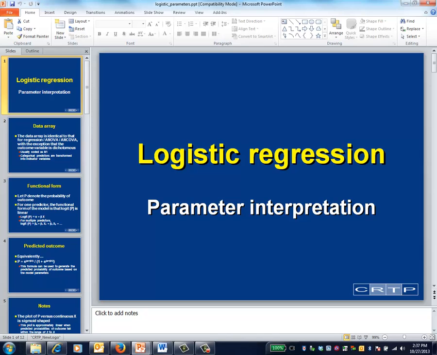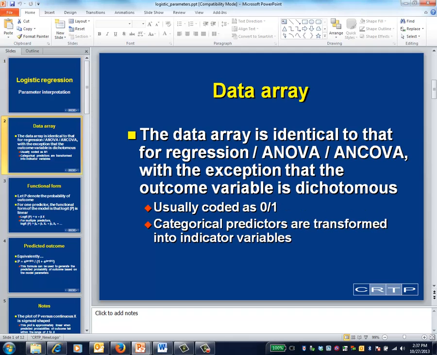This is the logistic regression video on interpreting the model parameters. The data array for logistic regression looks identical to that for a continuous outcome, with the exception that the outcome is usually coded as 0 or 1. In particular, R executes exactly the same set of maneuvers when turning categorical predictors into indicator variables, when coding interactions, and so forth.